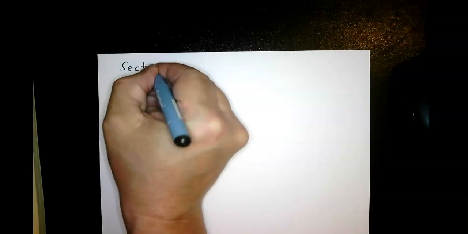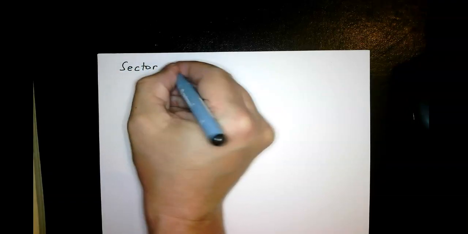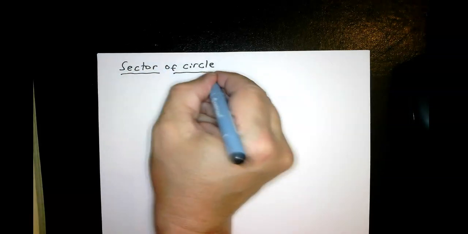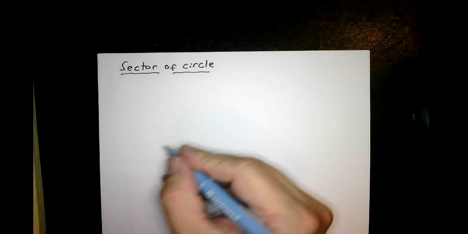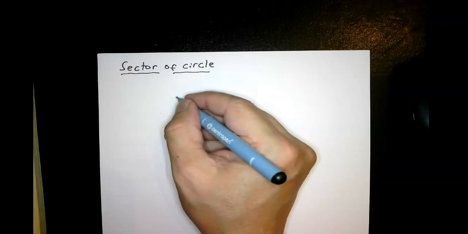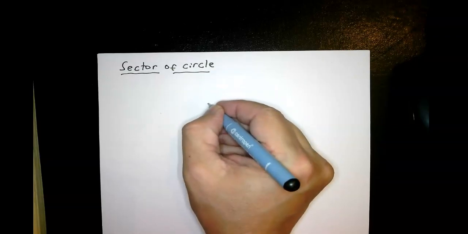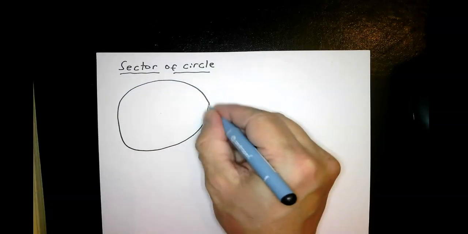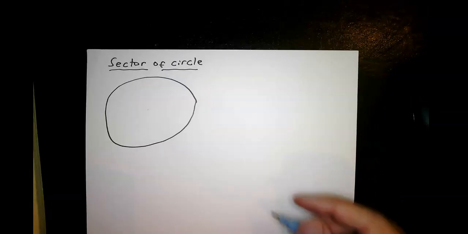Let's put that in Finnish also. Sector of circle. And I will draw a big circle here. It doesn't seem like, let's take another. I hate my drawing skills.